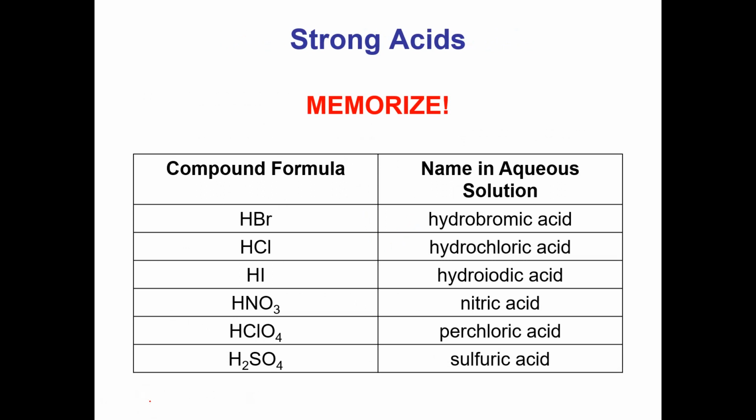So these are the 6 strong acids that we most commonly deal with in general chemistry. These you will need to memorize. You will need to recognize these 6 as being your strong acids. So hydrobromic acid, hydrochloric acid, hydriodic acid, nitric acid, perchloric acid, and sulfuric acid are all 6 strong acids.